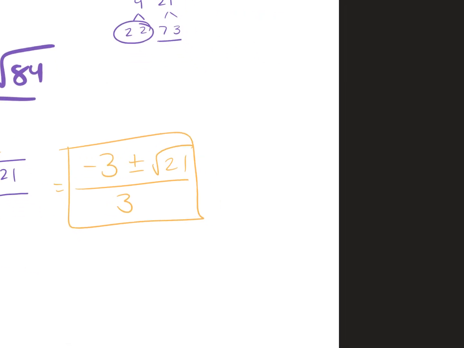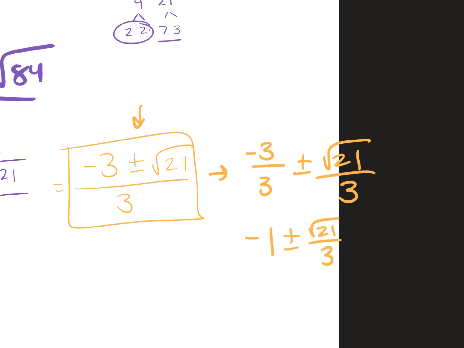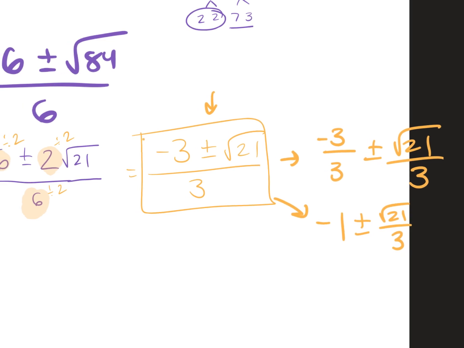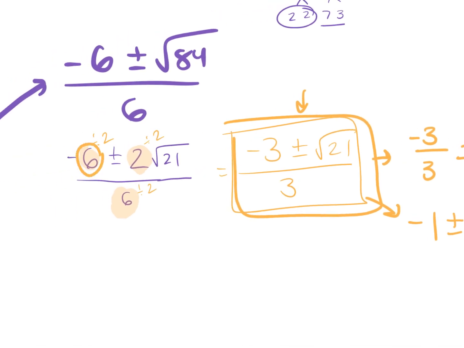So the other way that we could simplify this, which you don't have to, you could just leave it like this, but if you did negative 3 over 3 plus or minus square root 21 over 3. So that would be negative 1 plus or minus square root 21 over 3. But that would be the only other way that you could simplify it. I would just say leaving it like this is fine as one fraction. You just need to make sure if you're going to simplify, all 3 of the whole numbers have to be divisible by the same thing. All 3 whole numbers. You cannot divide into the radical.